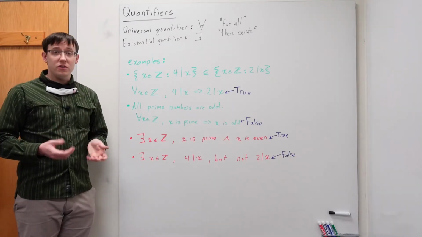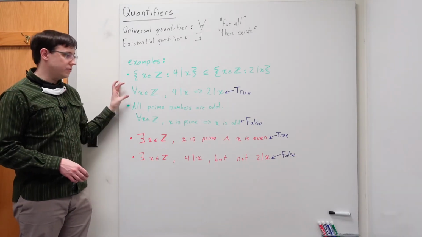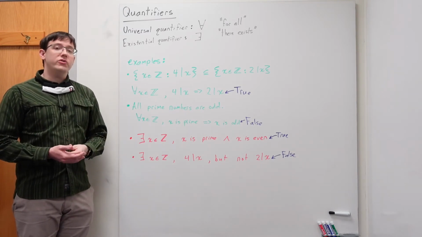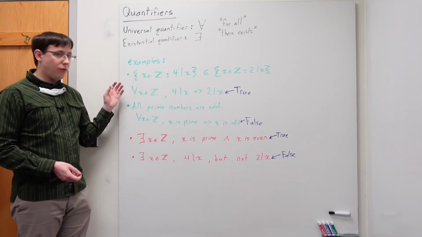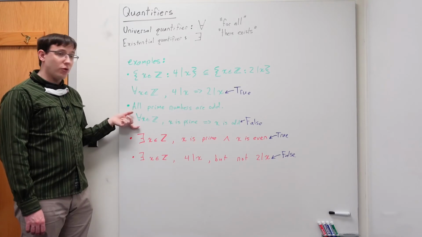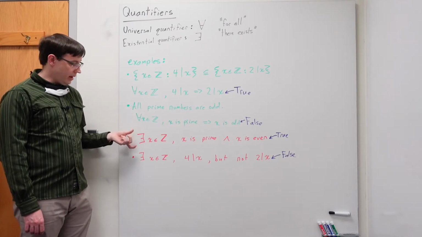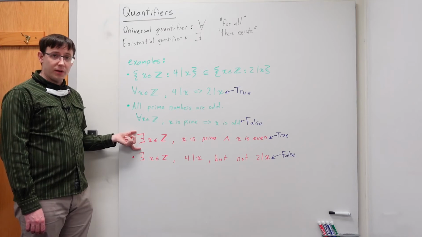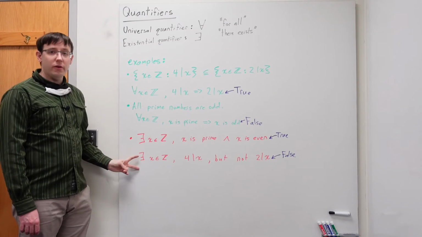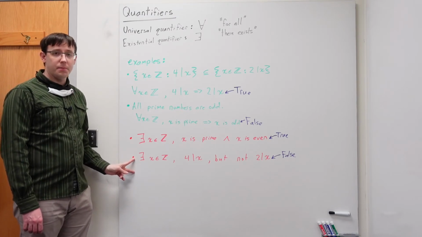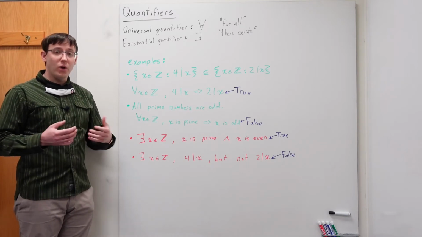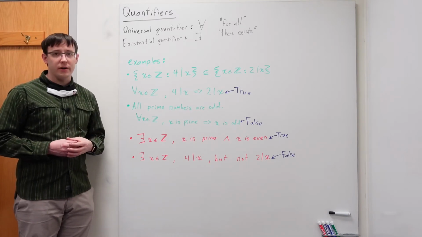So here, in addition to seeing some examples of universally and existentially quantified statements, we've also seen a relationship between for all statements and there exists statements. Namely, if a for all statement is false, then there exists a counterexample, and if a for all statement is true, then there cannot exist a counterexample. So let's formalize this relationship in terms of what it means to negate a quantifier.